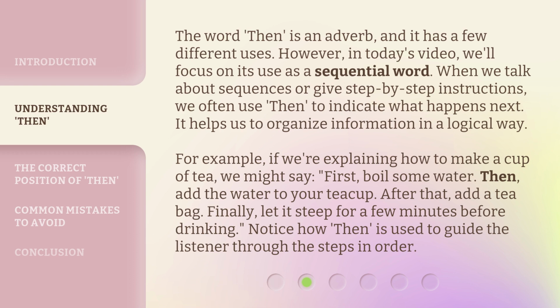For example, if we're explaining how to make a cup of tea, we might say, first, boil some water. Then, add the water to your teacup. After that, add a tea bag. Finally, let it steep for a few minutes before drinking. Notice how "then" is used to guide the listener through the steps in order.